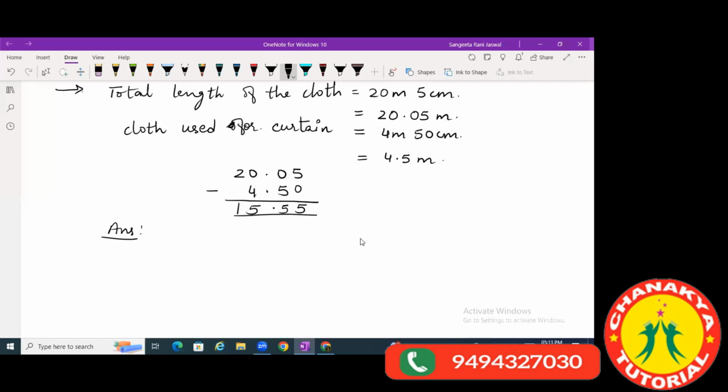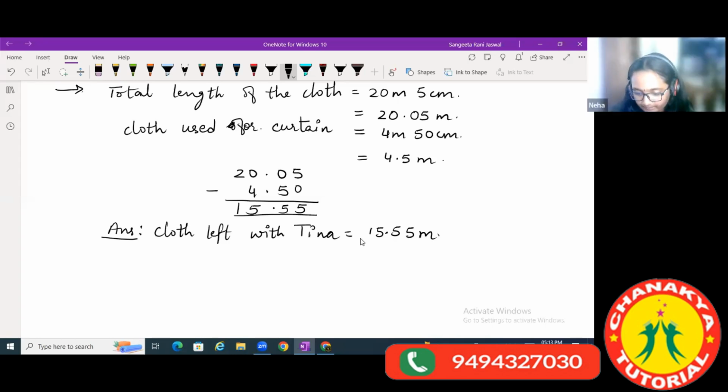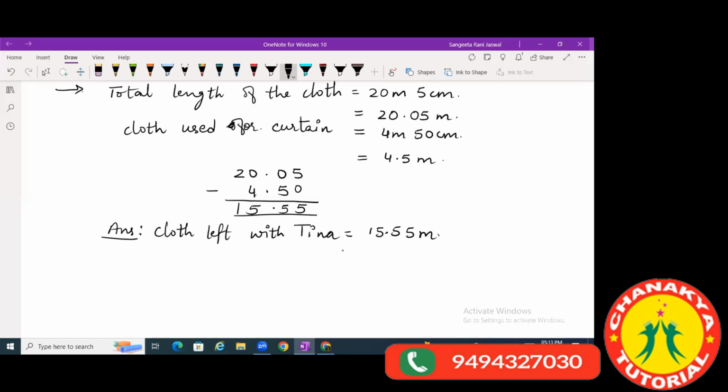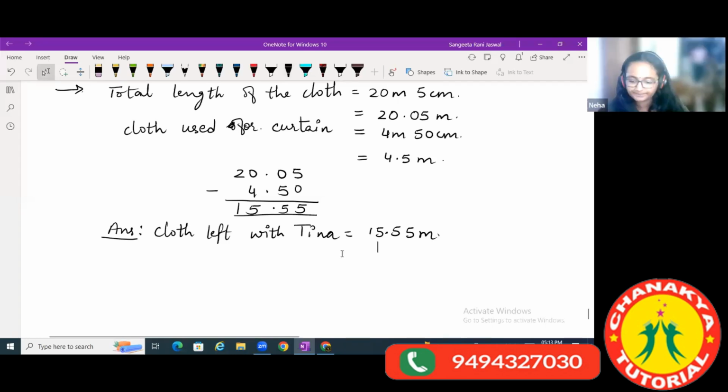Okay, the subtraction is done the normal way. The only thing is to be careful about the decimal point. The decimal point should always be below the decimal only. So cloth left with Tina is equal to 15.55 meters. Okay. Yes, children? Yes, ma'am. Everyone understood this? Yes, ma'am. Okay.